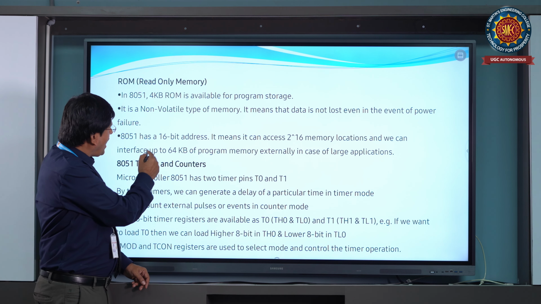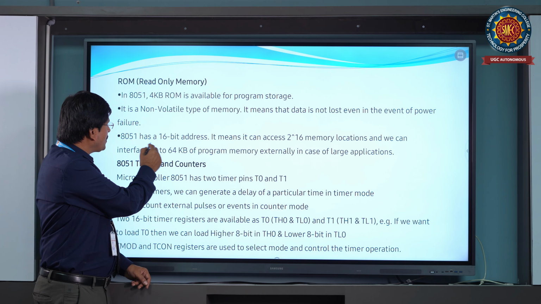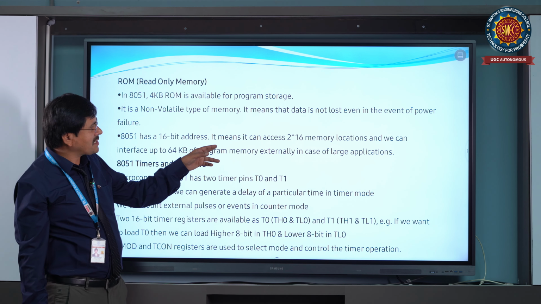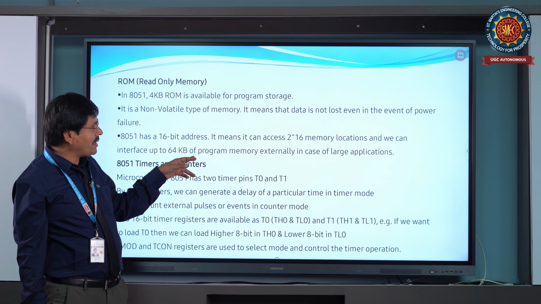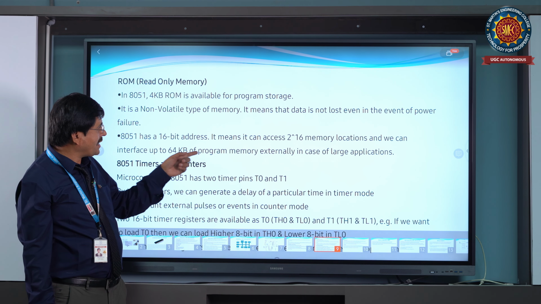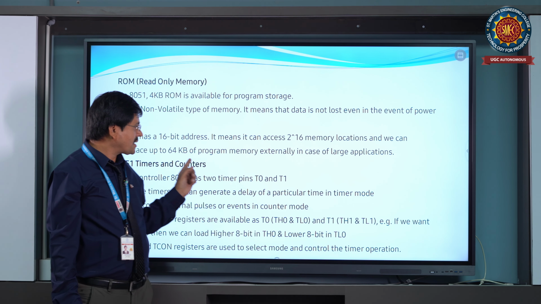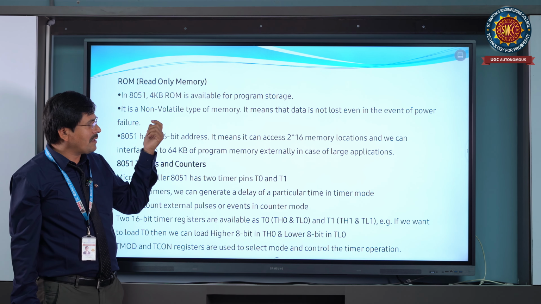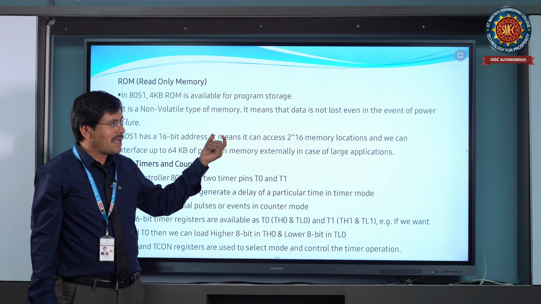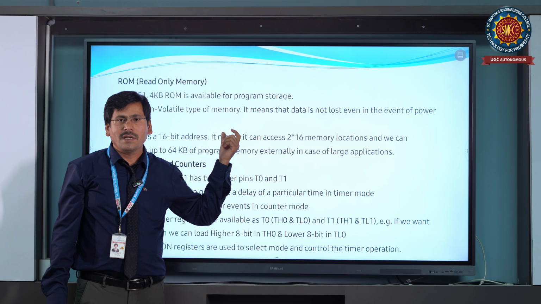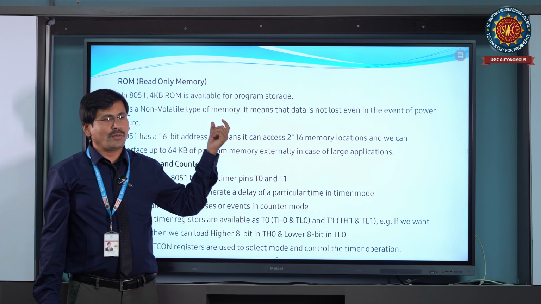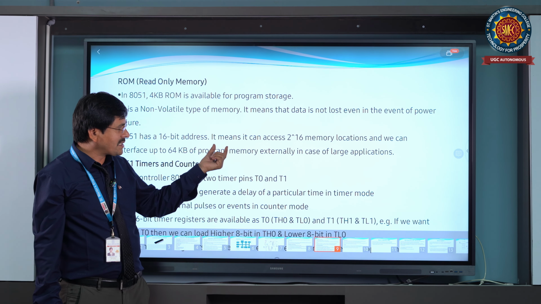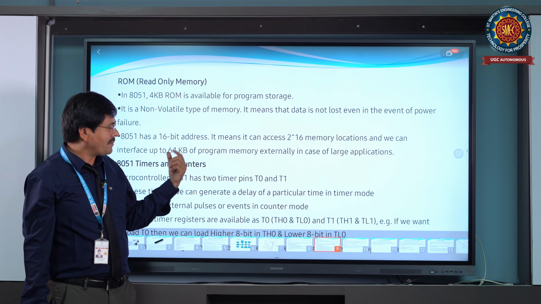And here, I told you that the 8051 has 16-bit addressing, and it can access up to 64 kilobytes of memory, since 2 to the power of 16 is equal to 64 kilobytes. The accessing capacity of this microcontroller always depends on the number of address buses. This microcontroller has 16 address buses, and 2 to the power of 16 is 64 kilobytes of memory. That is the addressing capacity of the 8051 microcontroller.